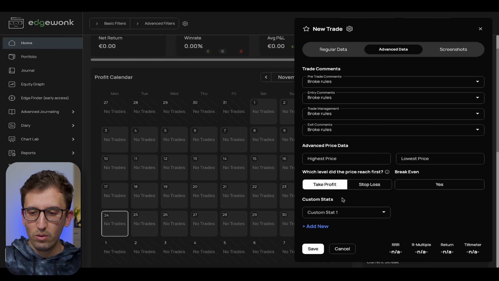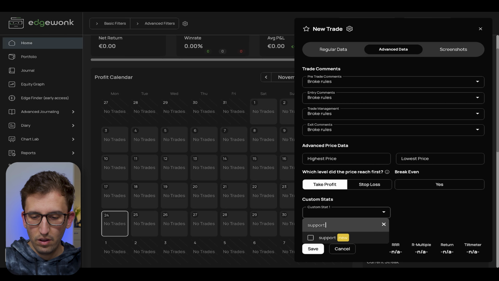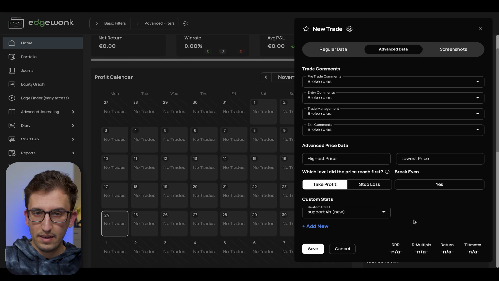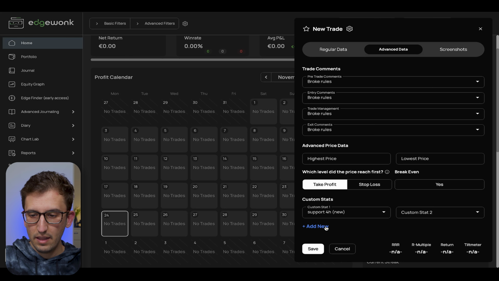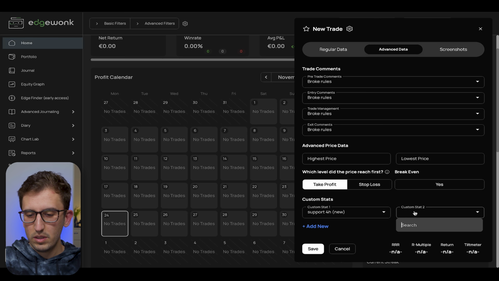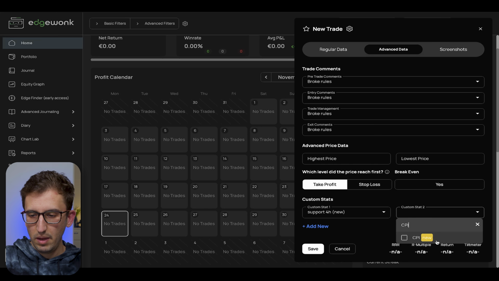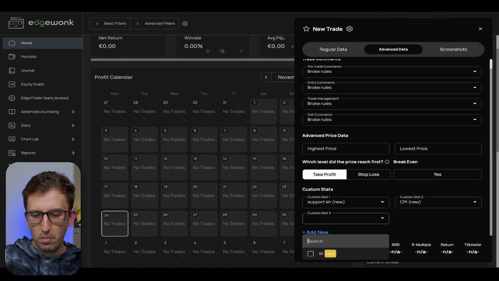And then what's really cool is over here, you can put custom stats. So you could write support on the 4 hour. So that can be like one of your checklists. That's what that trade had. And then maybe you can put here CPI day. Maybe it was a CPI day. So you'd say, okay, CPI. You can also put something like price retraced, for example. It depends what you want to track.